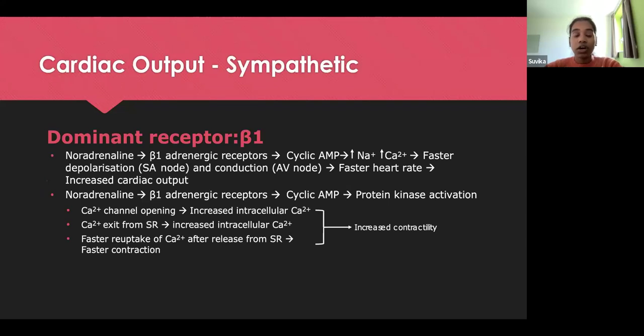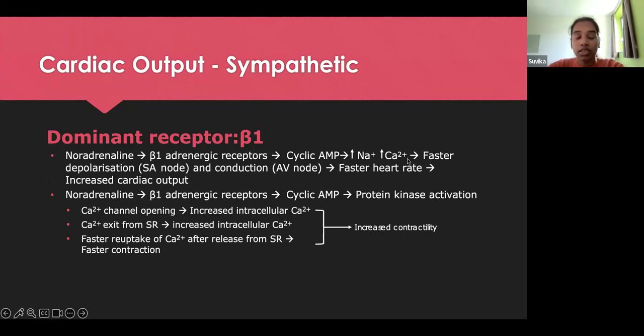Looking at the regulation of your cardiac output, the main thing is the sympathetic nervous system. It's always important to know the dominant receptor that's involved. In this case it is the beta-1 receptor. I remember this as beta because it's the sympathetic, but 1 because you've got one heart, whereas 2, you've got 2 lungs.